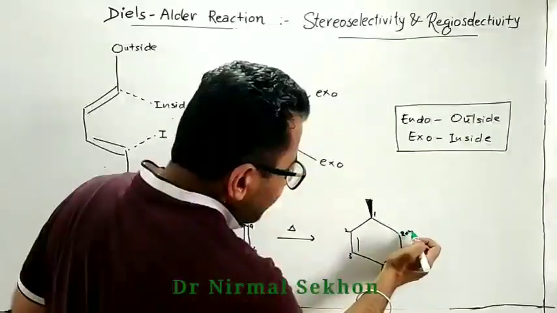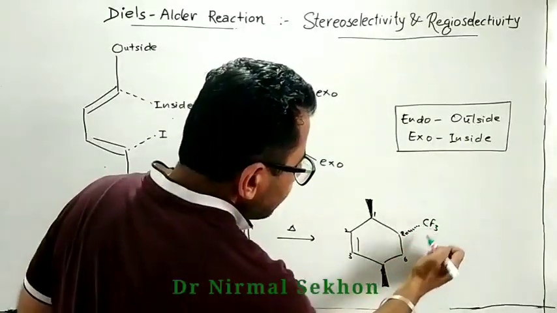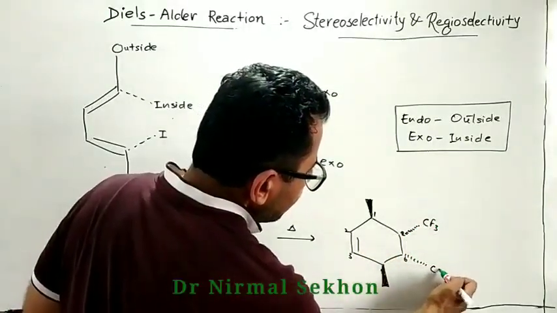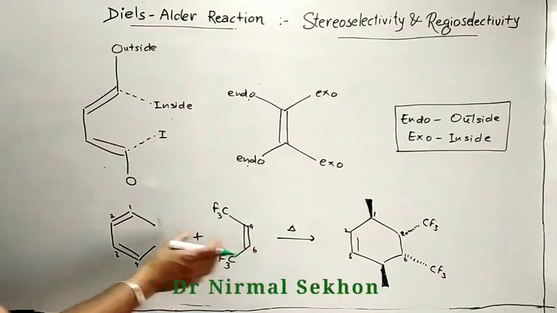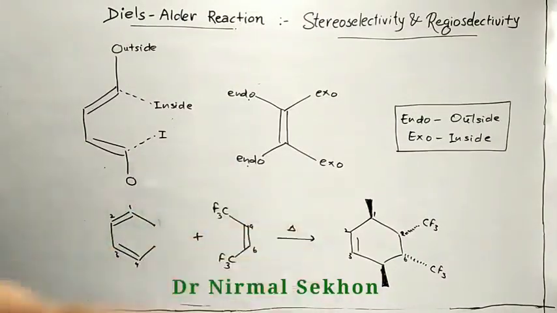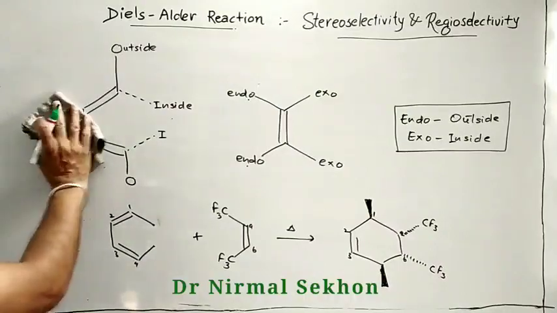So at A we will write CF3, at B we will write CF3. So this is your product, and this product is your meso. No other isomer is formed. So again, you can see this is your cis alkene, there is a syn addition, and we get a meso compound. More examples.